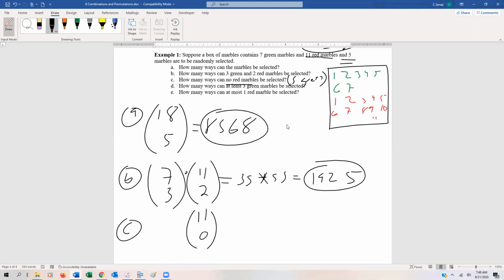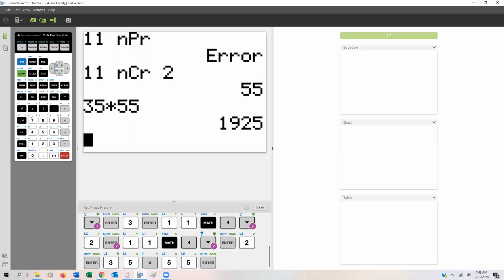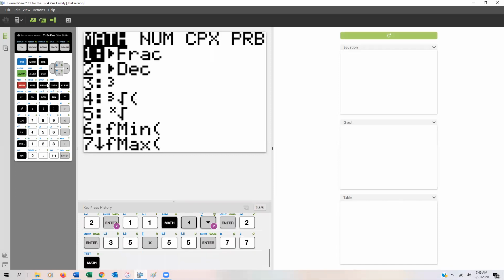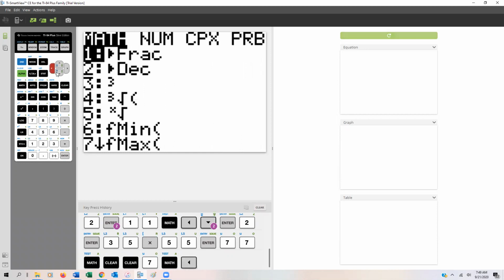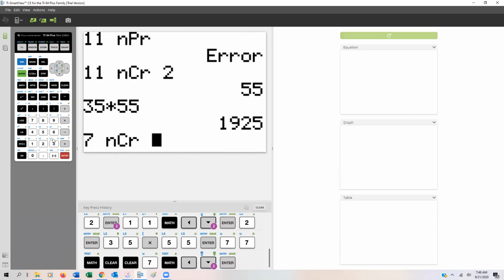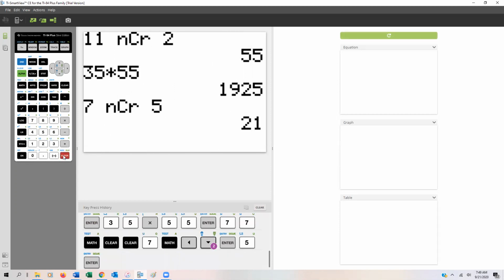So even though it doesn't say that there's 5 green marbles, we are also going to have to pick 7, 5. All right, again, that's just because there's 5 total marbles that we're selecting. If we're not selecting red, then we have to select all 5 of them to be green. So let's go into our calculator. We have 7, 5. So we have 7 math combination 5, and that's 21.